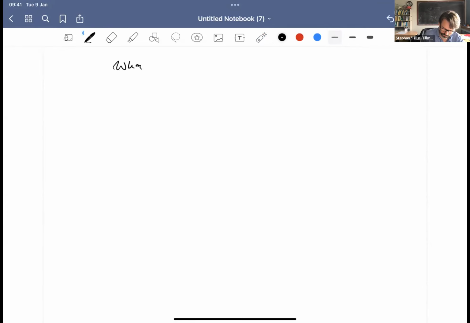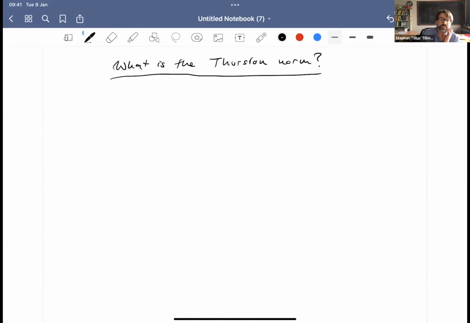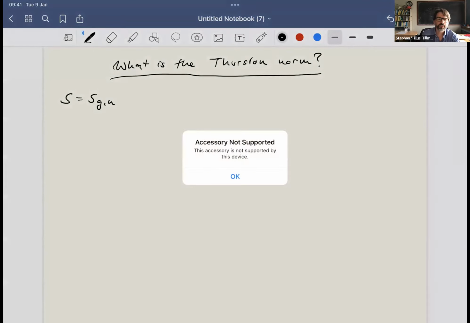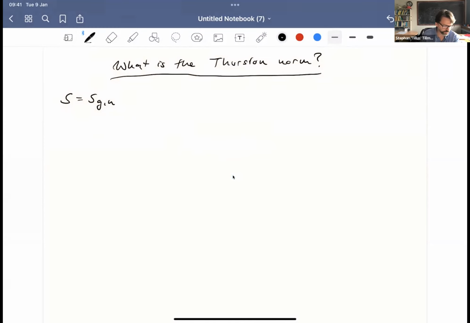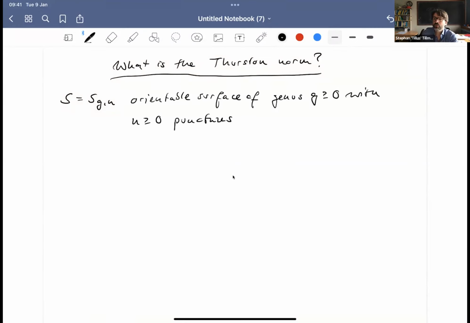So the title is "What is the Thurston norm?" Okay, so let's maybe start with surfaces. And if I say too many things that are too well known, just yell at me and I'll speed up. So S is an orientable surface of genus g greater or equal to 0 with n punctures. And I will always assume that the Euler characteristic of the surface is negative. So it's 2 minus 2g minus n.